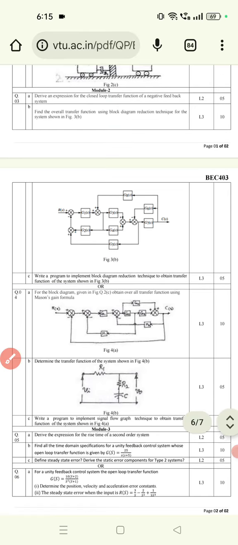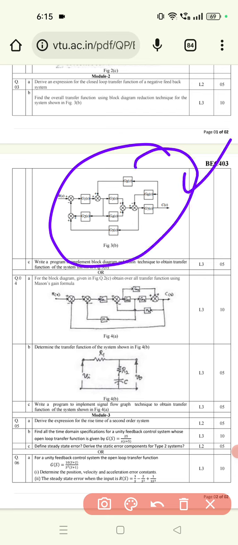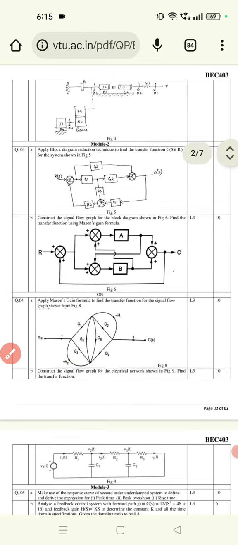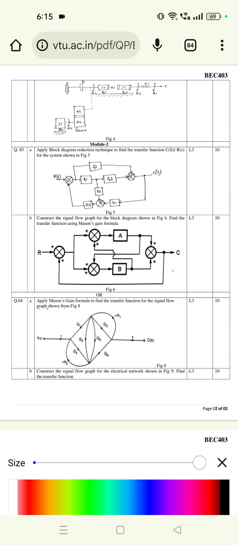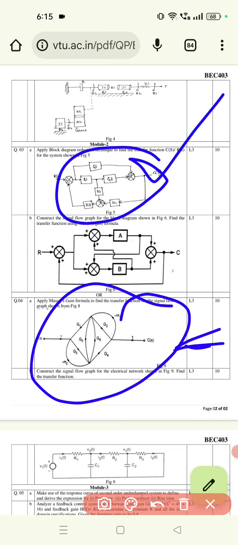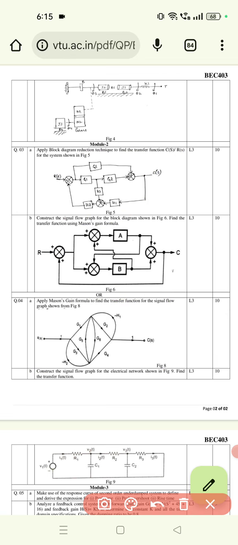So come to model number 2. In model number 2, very important questions are on the block diagram reduction technique. They will give these types of blocks and ask you to reduce them. And one more is Mason's gain formula. For that you can observe question number 4a, this is Mason's gain formula. These types of questions they will ask in block diagram reduction: reduce, or draw the signal flow graph using this block diagram, or use Mason's gain formula. So you should practice these problems in model number 2.